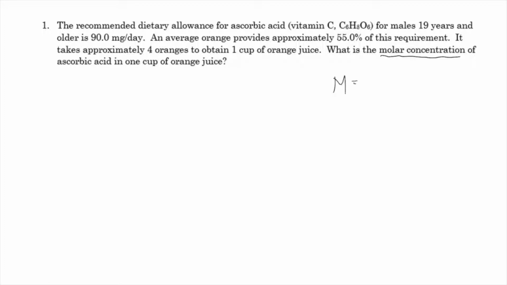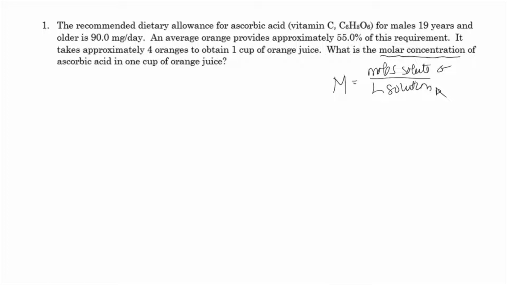The formula for molarity is moles of solute per liter of solution. So the solute is the vitamin C. We need to get from 90 milligrams per day, which is the recommended dietary allowance, and then the amount of oranges, basically the amount of juice in the 4 oranges. We have to get this information coordinated to get moles of solute. And we have to get from cups of orange juice to liters of orange juice.